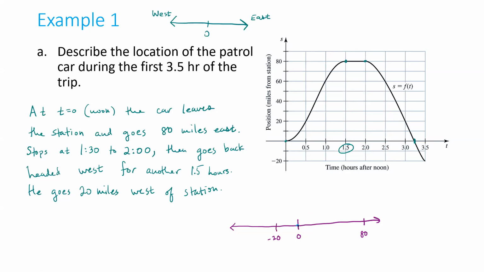Okay, so there's this time at t equals 0. Goes 80 miles this direction. That's at time 1.5. And he hangs out there for a while, and then at time t equals 2, he heads back this way and ends over here at t equals 3.5. Okay, so there's this motion that he has going back and forth.